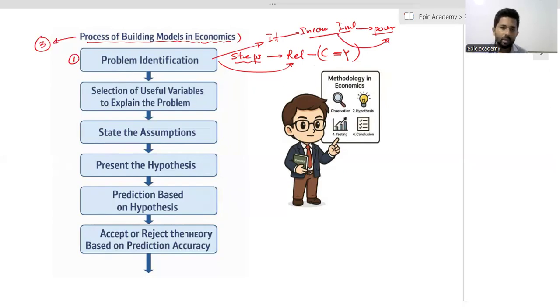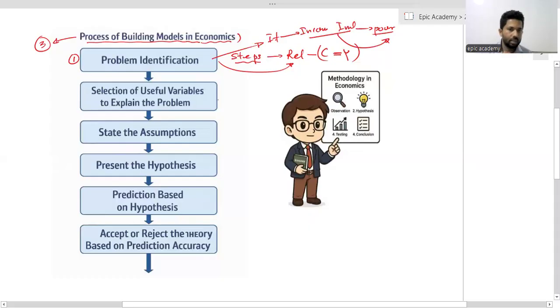Okay. So according to my last example, if income increases, what will happen to the expenditure of the poor people? So now this is the problem. We don't have any idea about the relationship between those two factors.